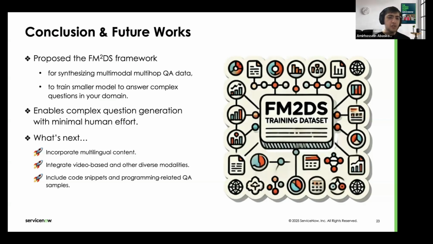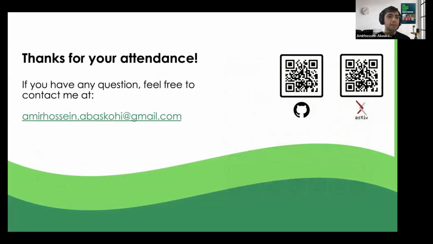You can integrate video and other diverse modalities. We have only included tables, text, and images. And you can also include code snippets and program-related question answering samples.